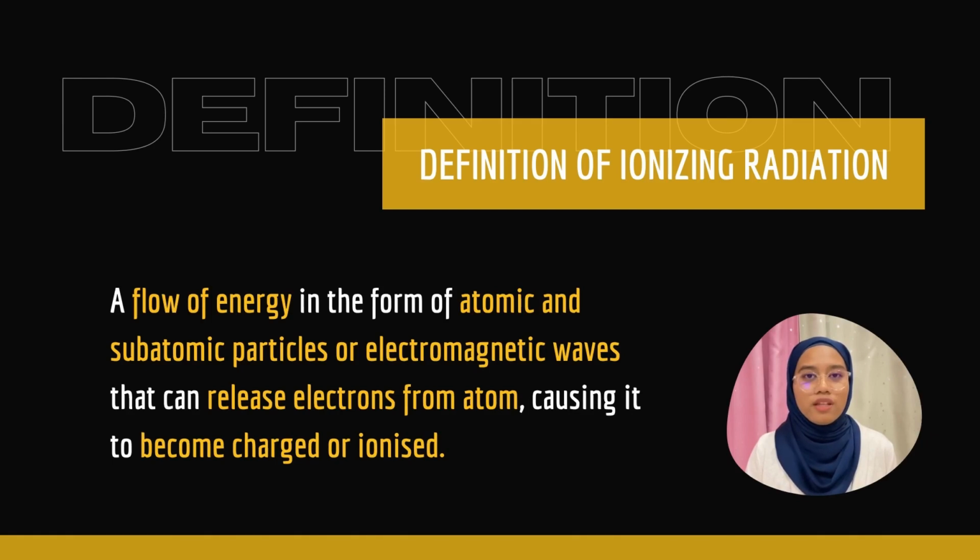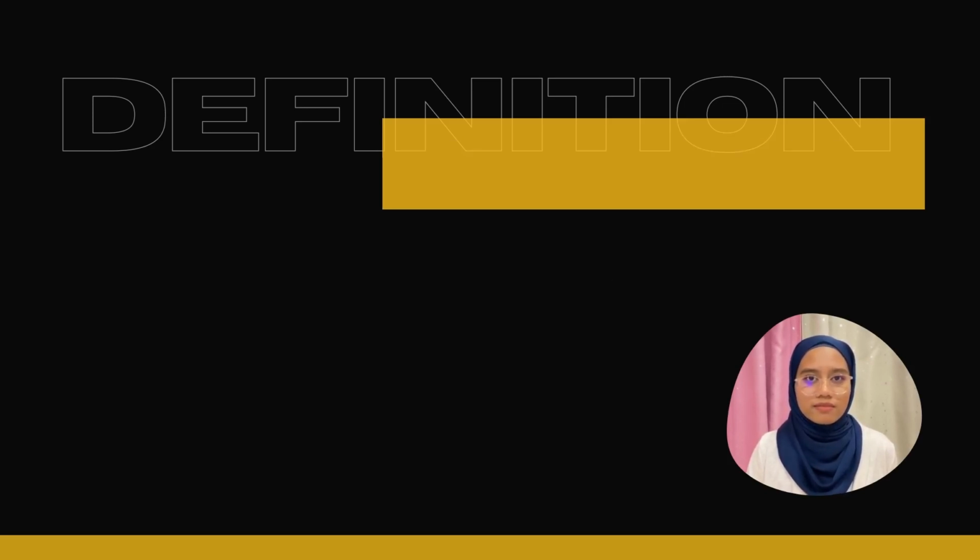Before we go further, we need to know the definition of ionizing radiation. Ionizing radiation is a flow of energy in the form of atomic and subatomic particles or even electromagnetic waves. It removes electrons from an atom, causing it to become charged or ionized.